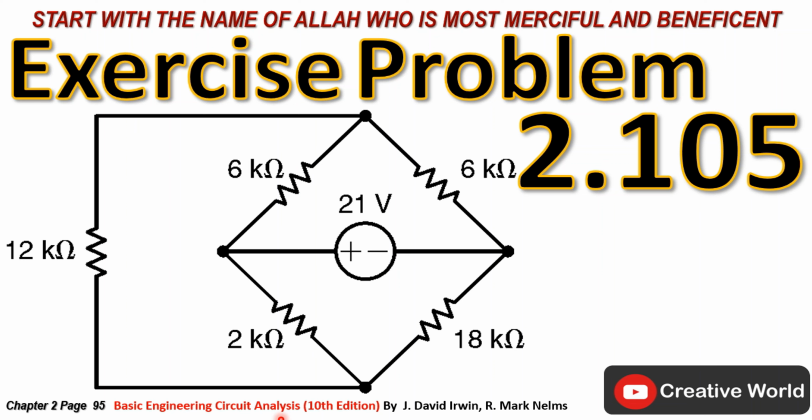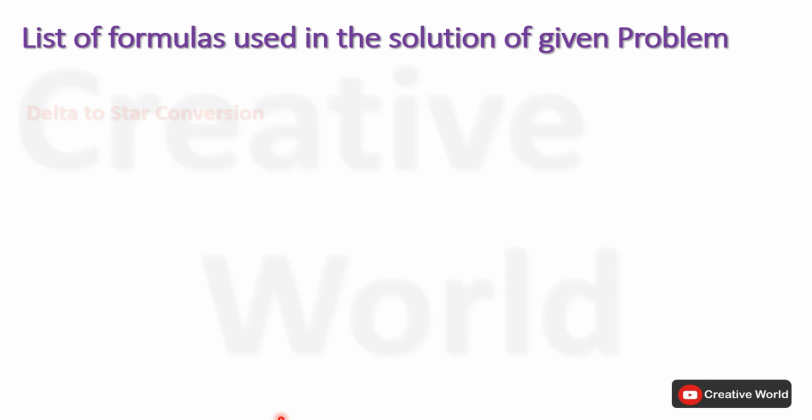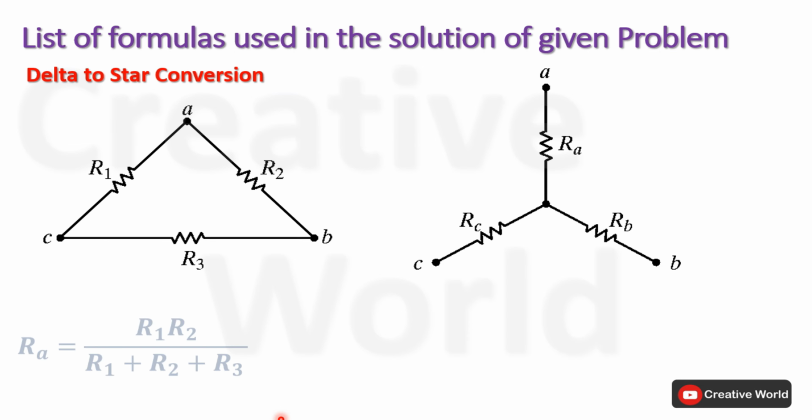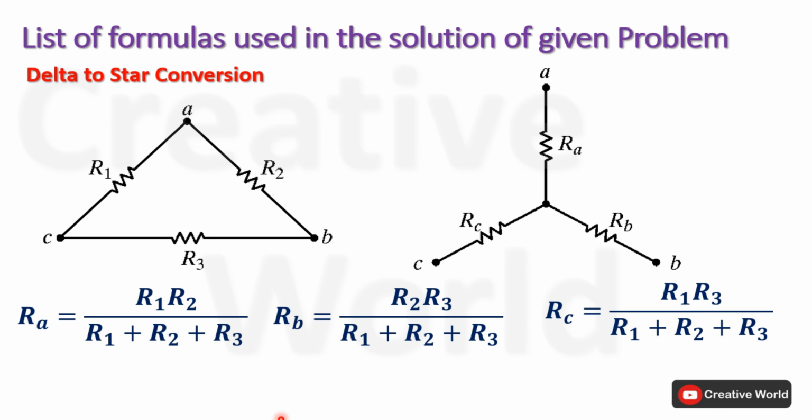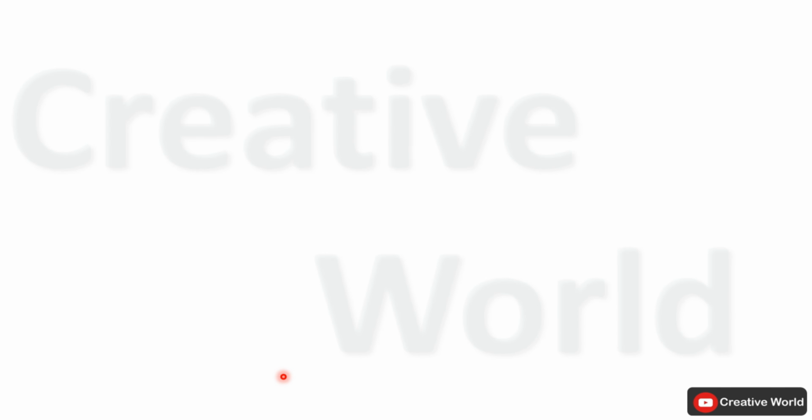Welcome to Creative World. In this video, we will solve Chapter 2 exercise problem number 2.105. While solving this problem, we will be using the delta to star conversion formula. Basic equations for the conversion of delta to star connection are provided here. Now move towards the problem.